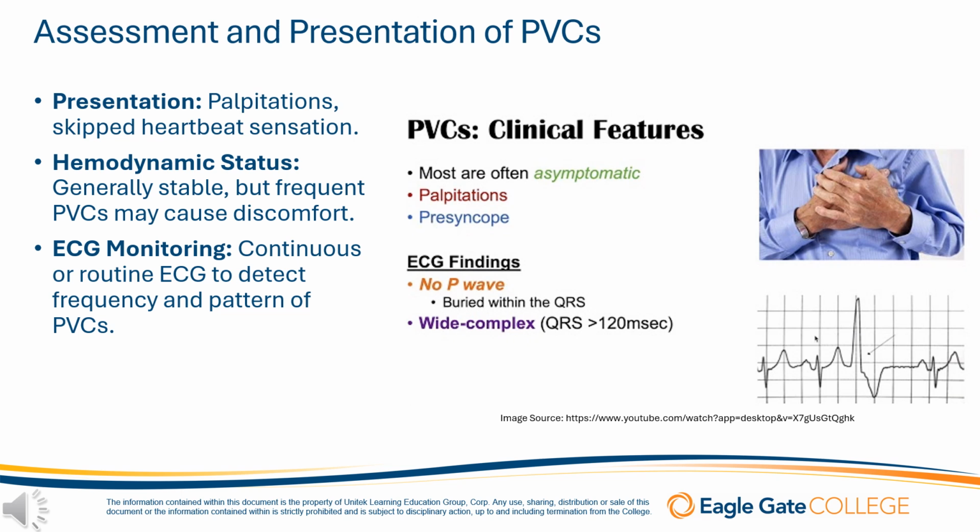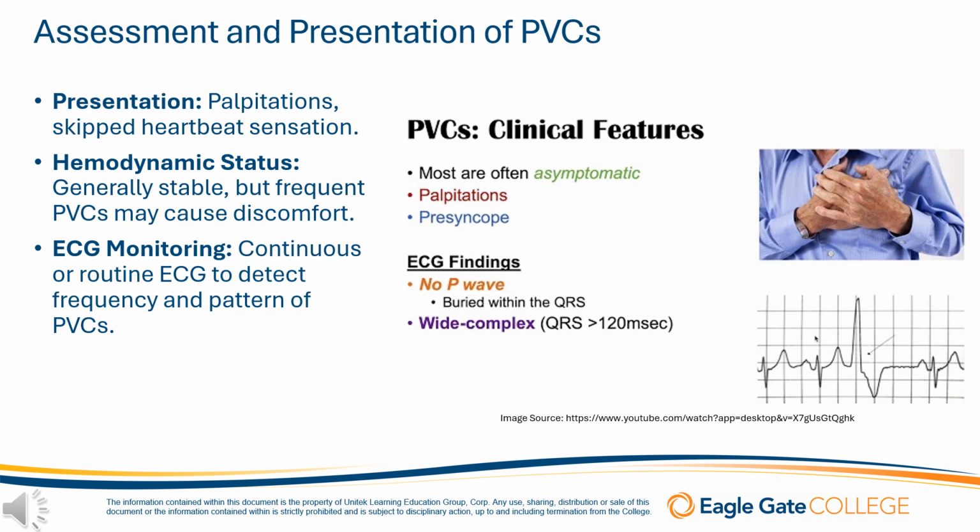Continuous ECG monitoring is essential for detecting the frequency and pattern of PVCs. This is especially important in patients who report frequent palpitations or who have known cardiac conditions. Routine ECGs can also be used for patients who have intermittent symptoms or during regular checkups. The ECG will show the characteristic wide and bizarre QRS complexes associated with PVCs. These complexes occur earlier than the next expected beat, disrupting the regular rhythm.